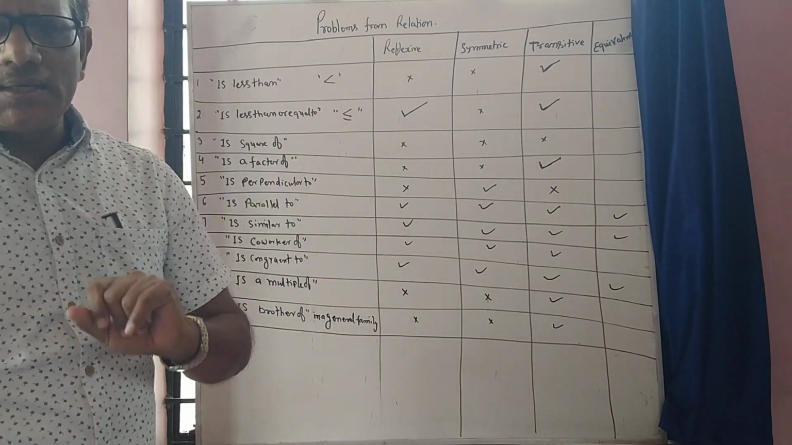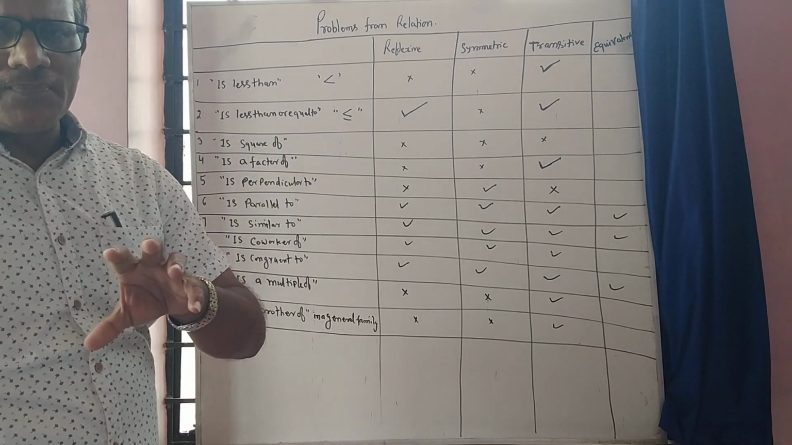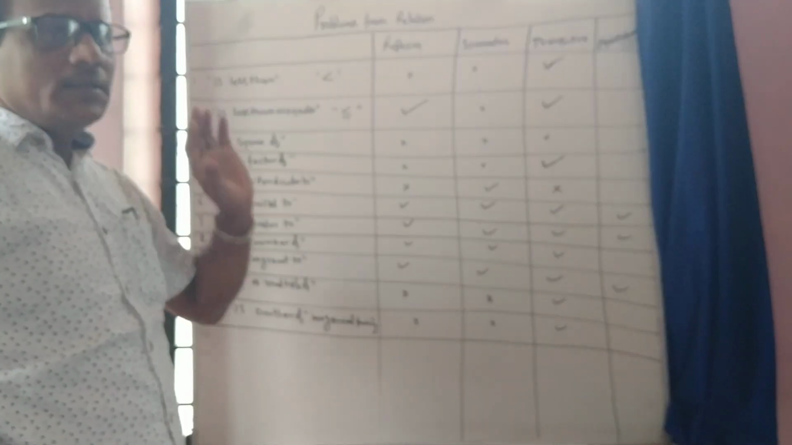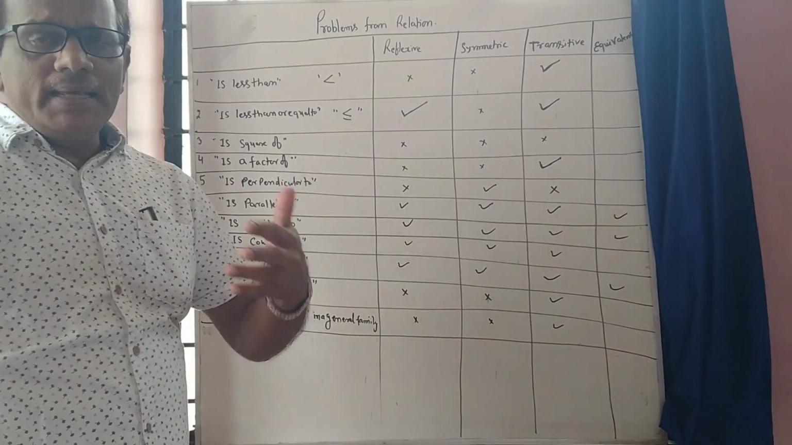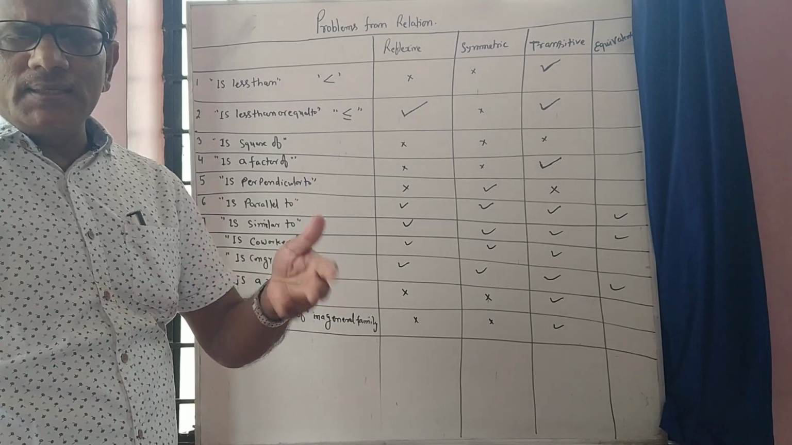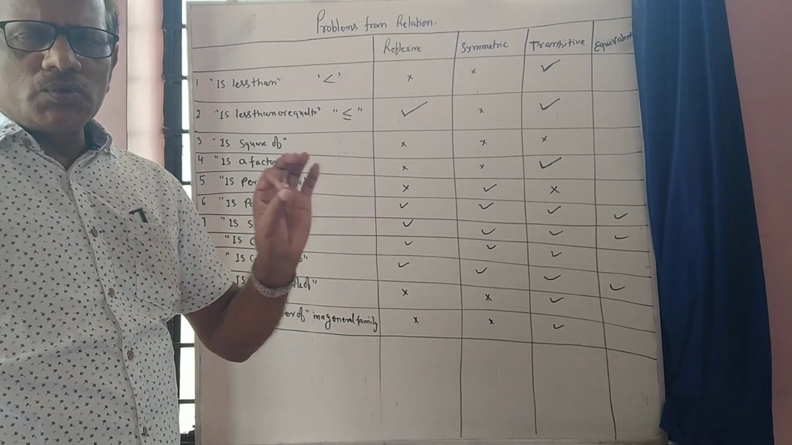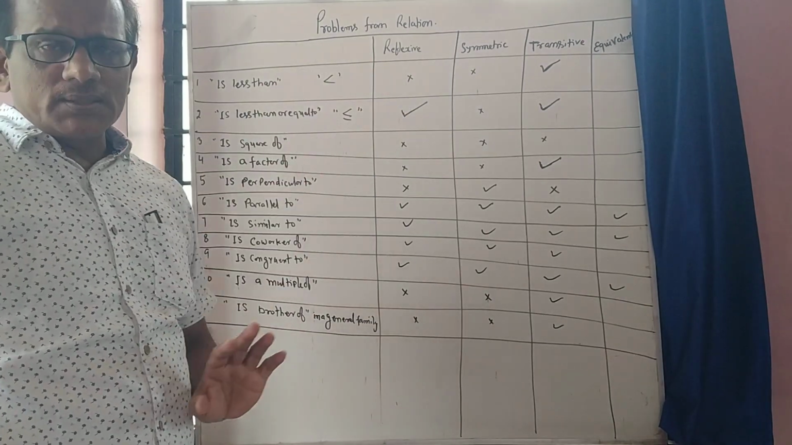What was the condition of reflexive? Every element of set A is related to itself. What are the elements here? Real numbers. Any number cannot be less than itself. Example, 2 less than 2, 3 less than 3: not true. So therefore, the relation less than is not a reflexive relation.